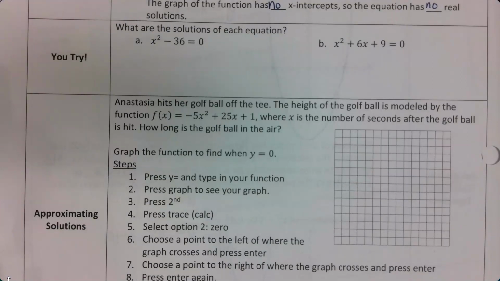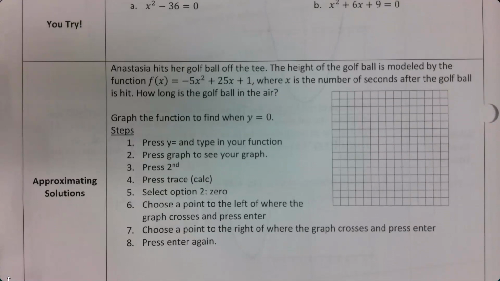So, this next problem says, Anastasia hits her golf ball off the tee. The height of the golf ball is modeled by the function f of x equals negative 5x squared plus 25x plus 1, where x is the number of seconds after the golf ball is hit. How long is the golf ball in the air?